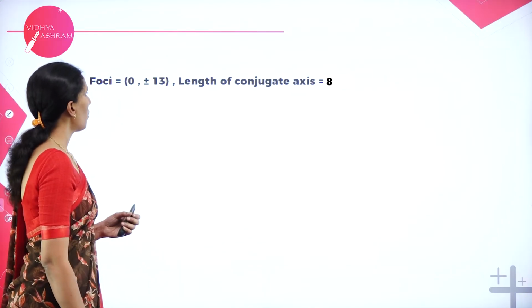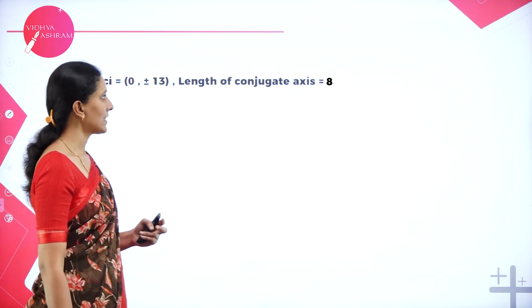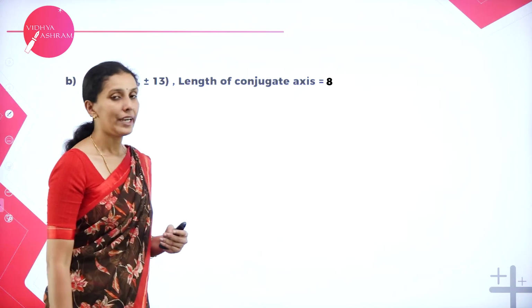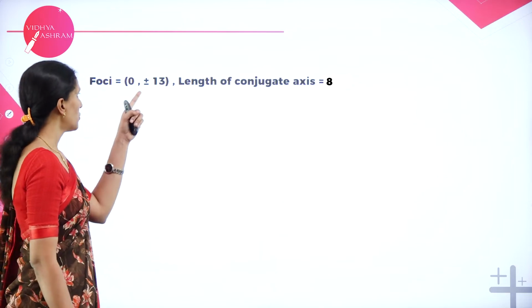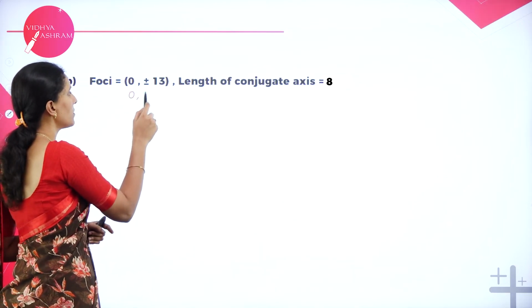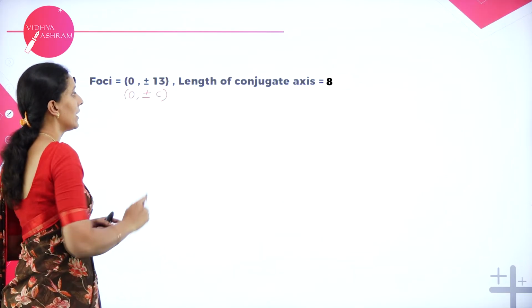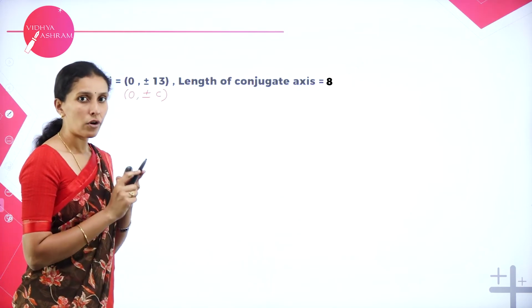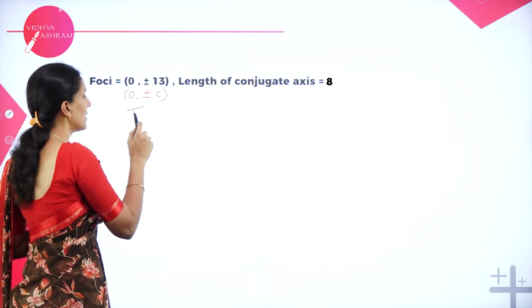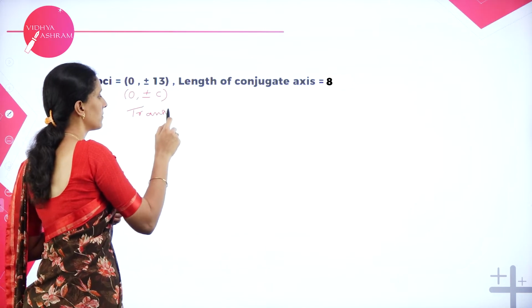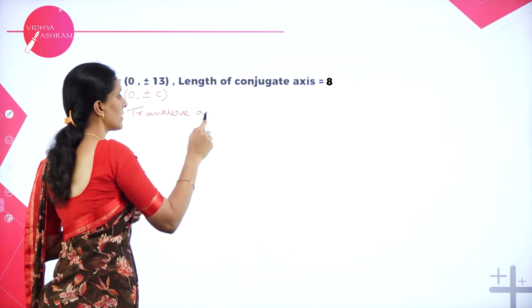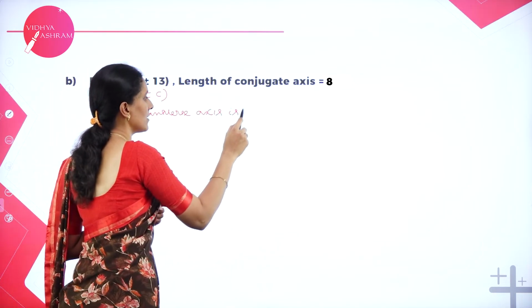Next one, foci is 0, plus or minus 13. Length of conjugate axis is 24. So foci means this is of the form 0, plus or minus c. Here, observing the foci, we can say that the transverse axis is y-axis.